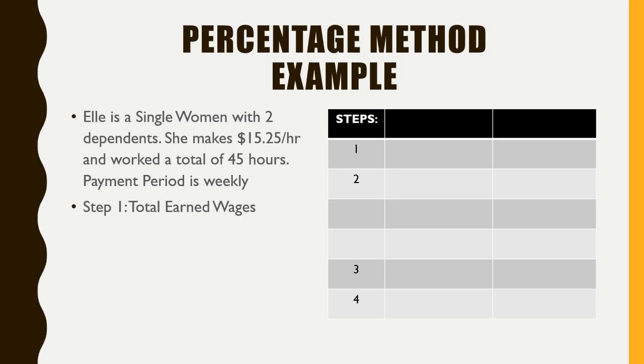So number 1, all right, example: L is a single woman with 2 dependents. So she's going to claim 2 people as her deduction, right? And she makes $15.25 an hour, okay? And she works a total of 45 hours this pay period, right? And this pay period is every week. So she's getting paid every week. So step 1 is to find the total earned wages.